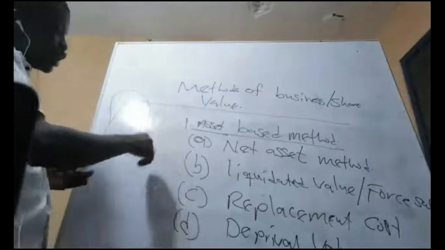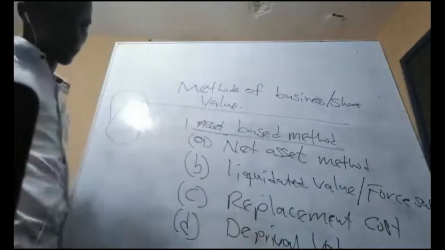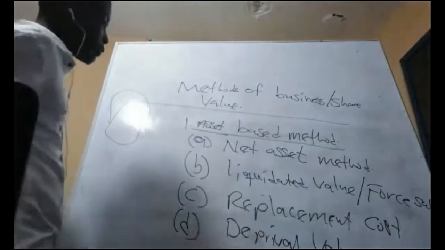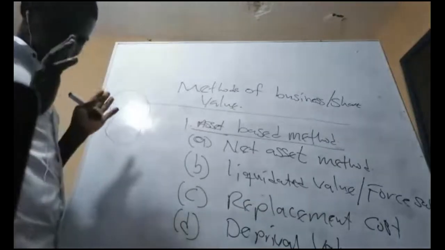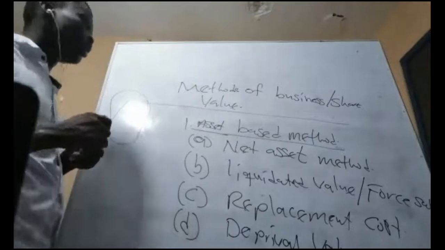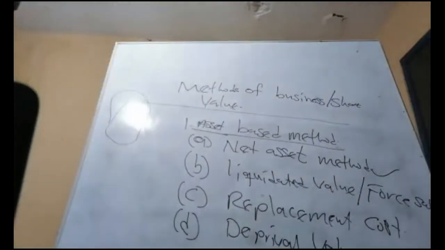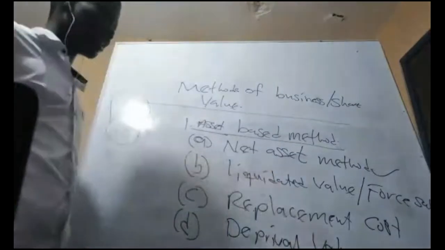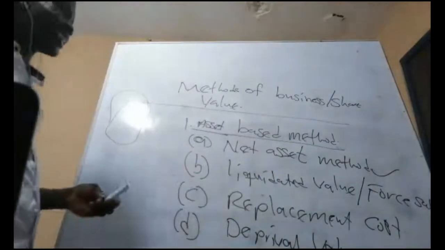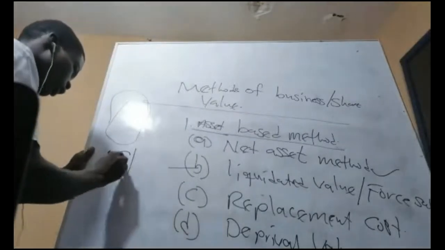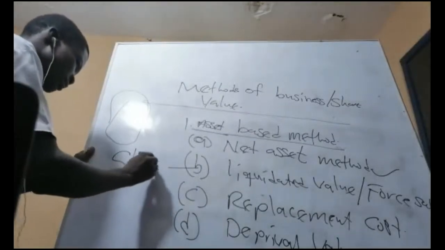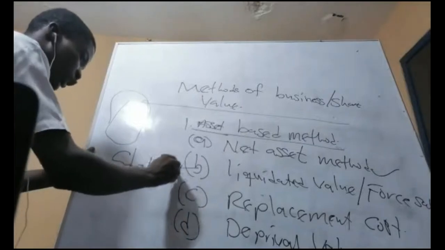You're going to look at this four times. But at every point, I'll show you the one that will come in the exam. I will strike it out. Please consider the first one first, the net asset method. For liquidated value, I don't talk about it because you know it already. It's the same as preparing a statement of liquidation.